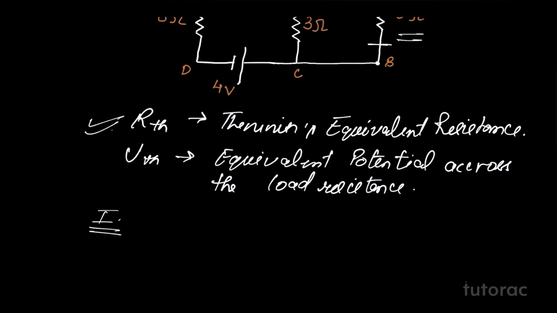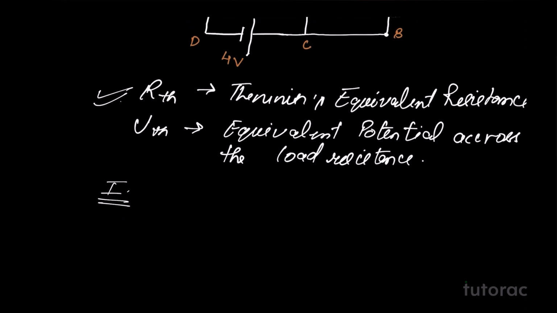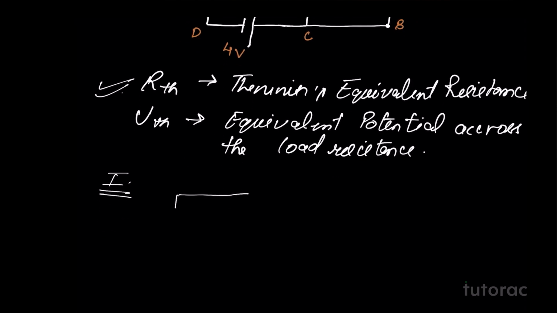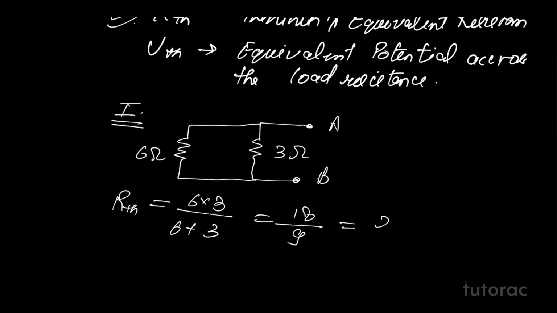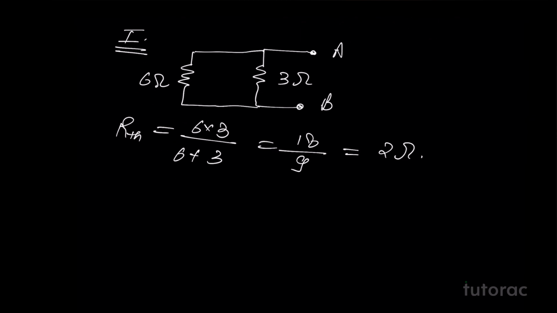So what we'll see, let me show you. If I short the circuit here, we get this 6 ohm. Here I also short, we get this 3 ohm, and then this is my open circuit. These are my points A and B. This is 3 ohm and this is 6 ohm. Now we can easily calculate RTH. As these two are in parallel, it comes out to be 6 into 3 upon 6 plus 3, so we get 18 upon 9, which is 2 ohm. So from here we get the value of RTH quickly, that is 2 ohm.